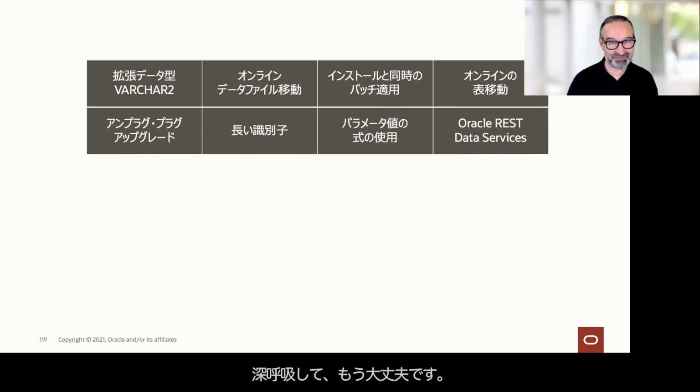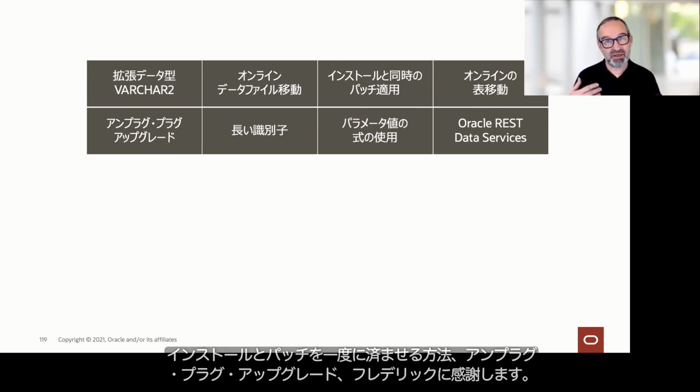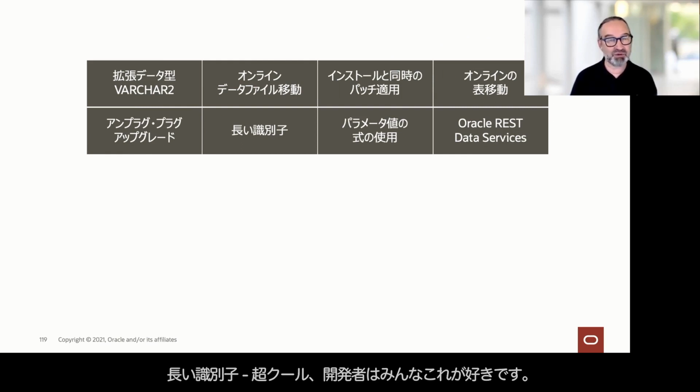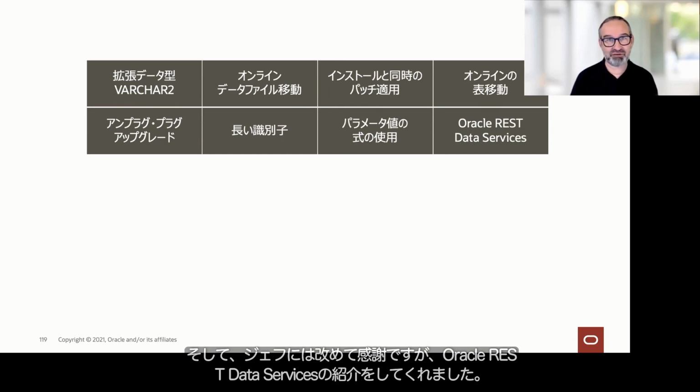Take a deep breath. You made it. 16 features in less than 2 hours. We started before the break with extended VARCHAR2, and then the online move of data files and tables. How to install and patch in one pass. Unplug, plug, upgrade, thanks to Frederick. Long identifiers, super cool. Every developer loves that. Expression-based parameters, that's something really fancy in 21c. And then thanks again to Jeff for an introduction into Oracle REST Data Services.